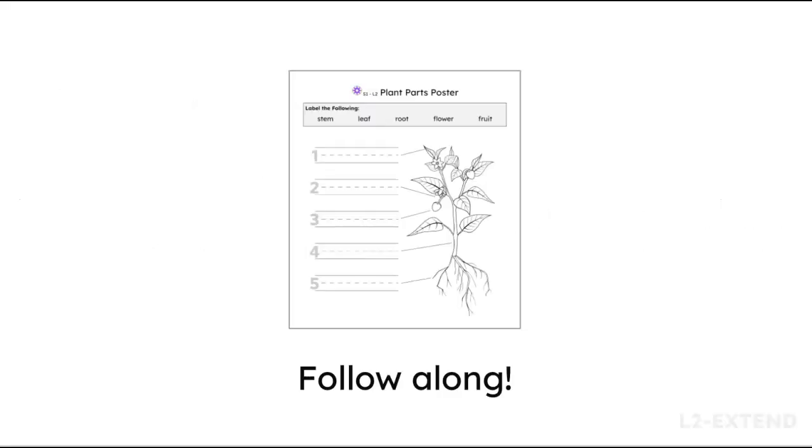For the optional Extend, you can project the Plant Parts poster student journal page onto the board or copy it onto a piece of chart paper. Students can use the Plant Parts posters student journal page to follow along as you label the parts of the plant.